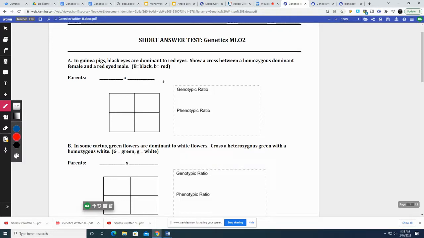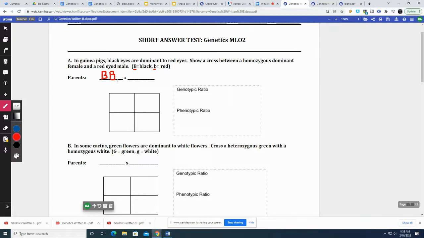All right, so here's the first one. It's called a monohybrid because we're just looking at one trait. Here we're looking at the eyes of guinea pigs. Black eyes are dominant. So big B for black eyes, little b for red. Show a cross between a homozygous dominant. Now, if you don't know what homozygous is, whoops, you're in trouble. We're using B's. Homozygous means same, so it's going to be big B, big B.